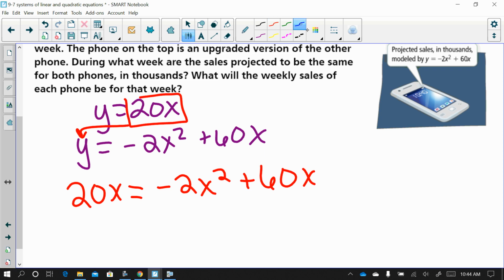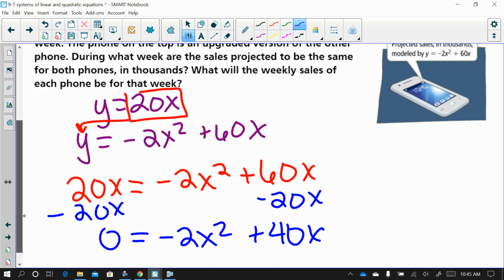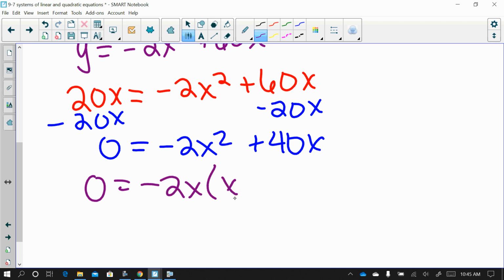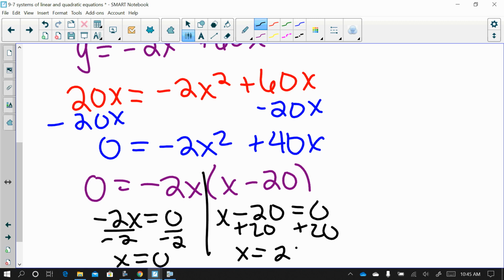Okay, now I don't know about you, but when I solve quadratics, I like to make it equal 0 first so I can see what I'm working with. So let's subtract this 20x. I get 0 equals negative 2x squared plus 40x. Oh, doesn't this look like the last problem? I have a GCF, so let's pull that out. I'm going to pull out a negative 2x, so I have x minus 20. From here, split it down the middle, set each thing equal to 0, and solve. Divide by negative 2, x equals 0, add 20, x equals 20.